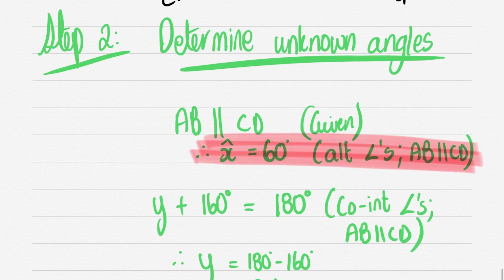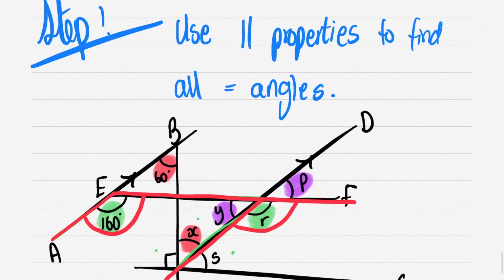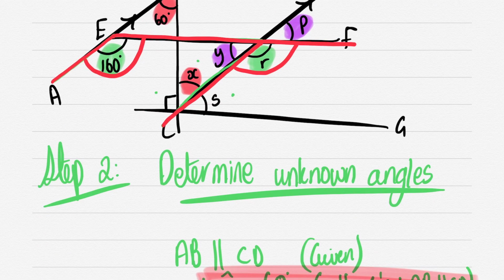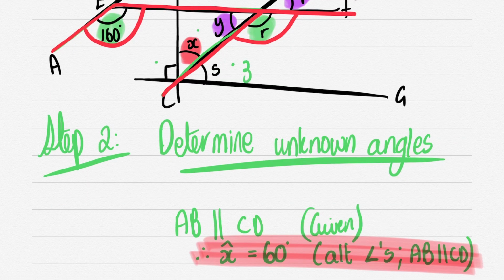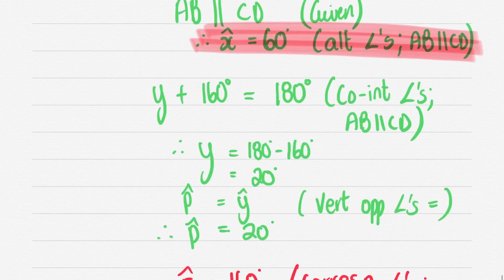Where did we get the X value from? Well, we can say that the X is equal to the 60 degrees at the top, as we can say from alternate angles, if I'm not mistaken, and therefore the remaining 30 degrees makes up the angle of S. Right, there we see S is equal to 30 degrees.